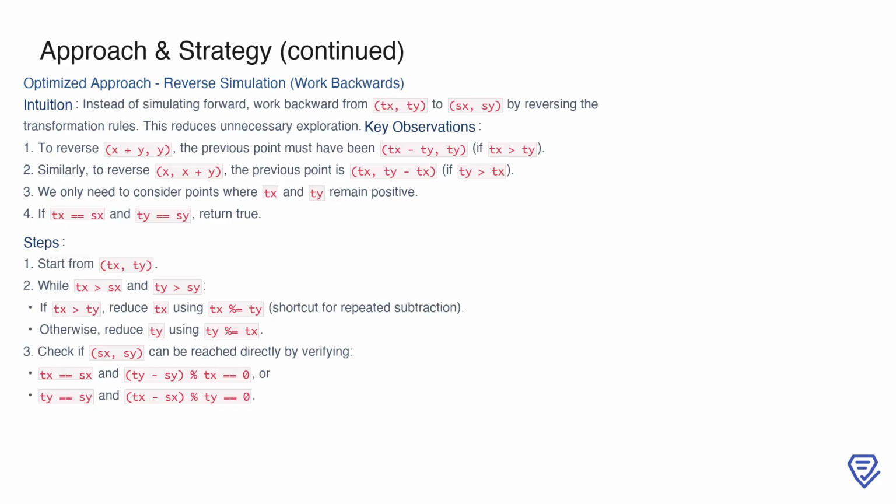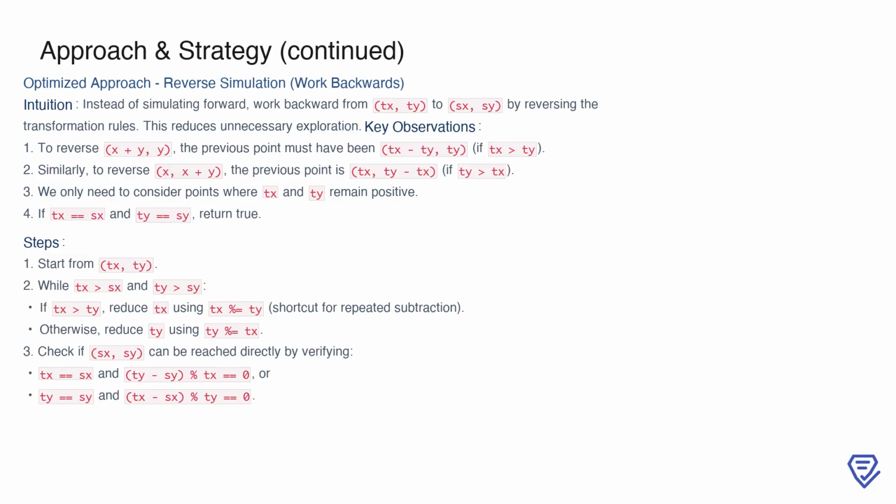Now, we consider a more efficient solution, the reverse simulation approach. Instead of simulating moves forward from Sx, Sy, to Tx, Ty, we reverse the process and work backward from the target point, Tx, Ty, to the starting point, Sx, Sy. The key insight here is that the transformations are reversible. Specifically, if the current point is Tx, Ty, and Tx > Ty, the previous point must have been Tx minus Ty, Ty. Similarly, if Ty > Tx, the previous point would have been Tx, Ty minus Tx. By working backward, we avoid generating all possible forward states and instead focus only on valid paths.